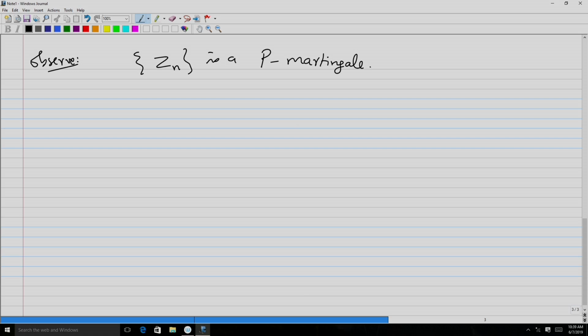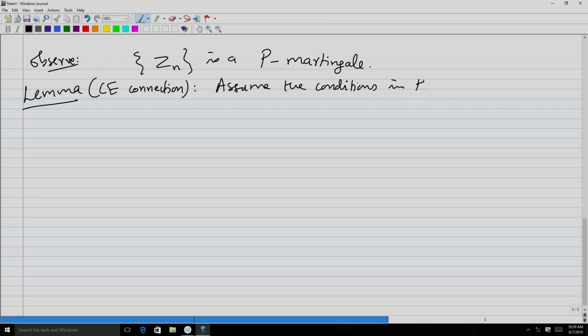So, this is a lemma or result or whatever you want to call it. This is basically the conditional expectation connection, which we will now see. So, we will assume whatever conditions we have written in the definition above.